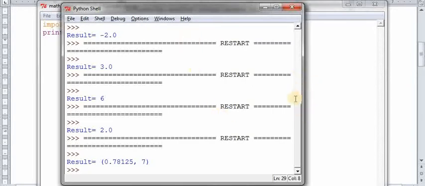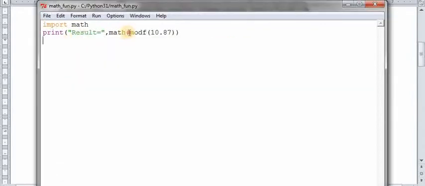Okay, now the result will be this. This is the fractional part and this is the integer part. So this is the function of modf. So what is the function of modf? It separates integer part and fractional part.